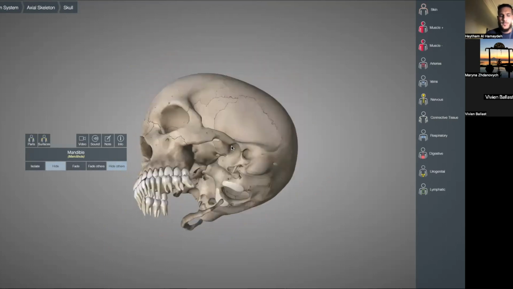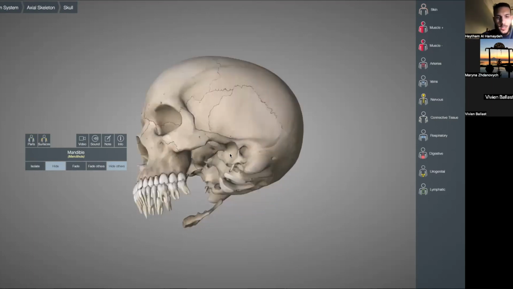Okay. Okay, and the hint, it's part of the temporomandibular joint. Okay. Temporomandibular joint. It's part of the temporomandibular joint. Okay, we're done. Move on.